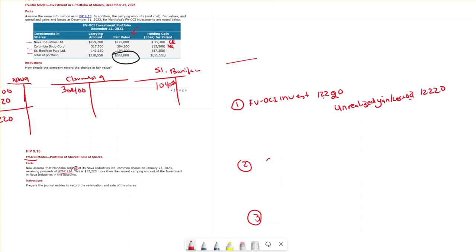Second is we sell it. When you sell it, you have a debit of 287,220. Credit will be fair value OCI investment for 287,220. Third one is to clear your other comprehensive income.